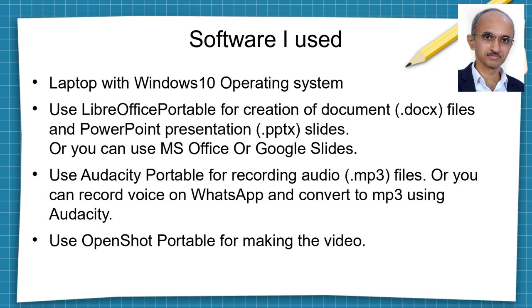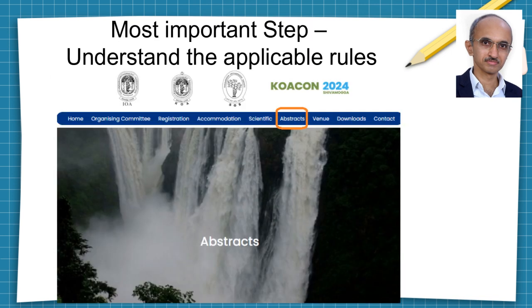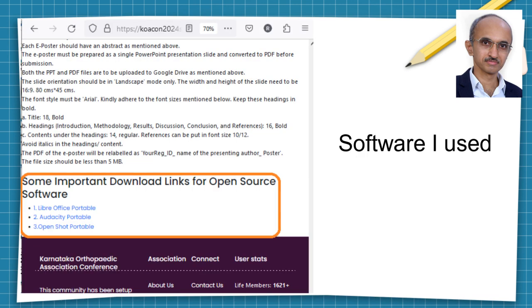PPTX files and docs files are made with LibreOffice Portable or Google Docs. I use Audacity Portable for recording audio files and OpenShot Portable for making the videos. The links to download this open source free software are given at the foot end of the abstracts page in our website. You can use any other compatible software, of course.